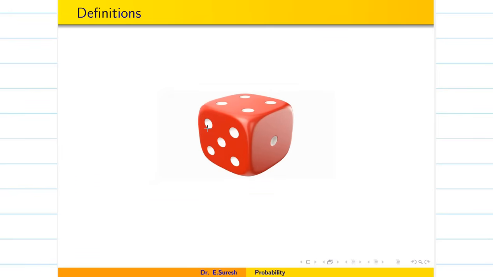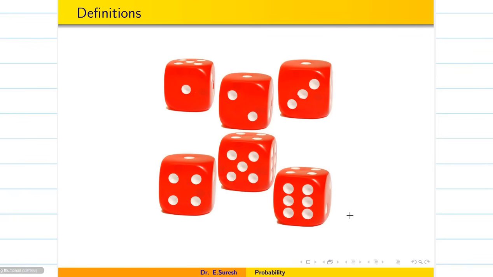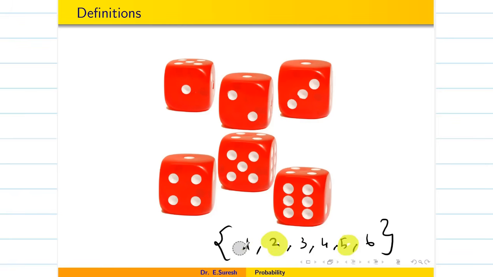Now you take a die. How many sides are there for the die, guys? 6 sides, right? Or 6 faces, people say. These are all the 6 faces, so I can put them in a set: 1, 2, 3, 4, 5, 6. These are all my faces. So I am going to get 1 among these. When I throw a die, either I will get a 2 or 5 or 1 or 6, whatever it might be.